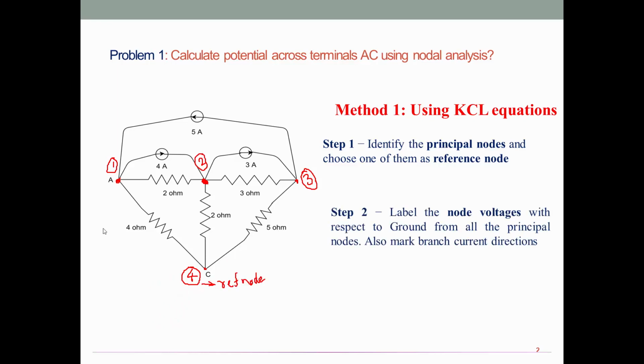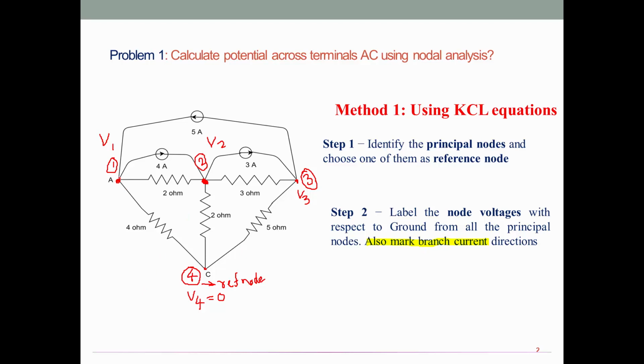Step number 2, label the node voltages with respect to ground. So coming to node number 1, V1, node number 2, label it as V2, node number 3, label it as V3, and node number 4, the voltage is V4 equal to 0, that is the reference node. Have a look at the last line of step number 2. We have to mark branch current direction for KCL equation writing.